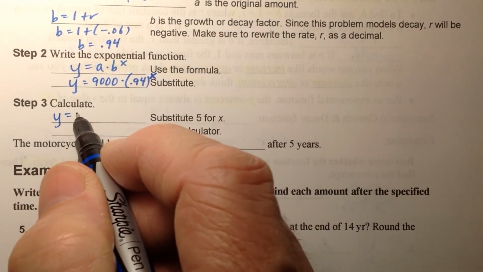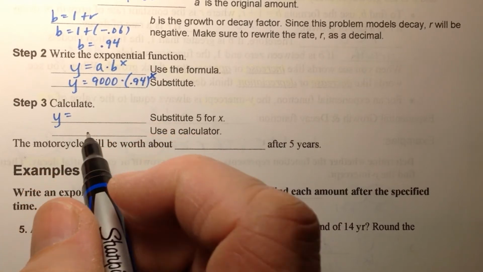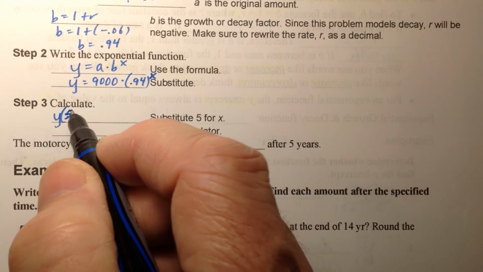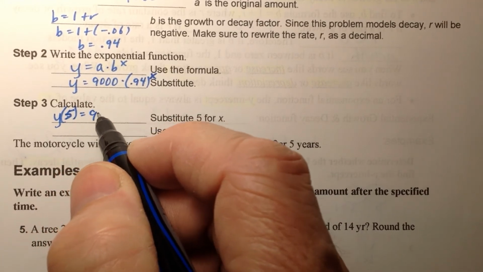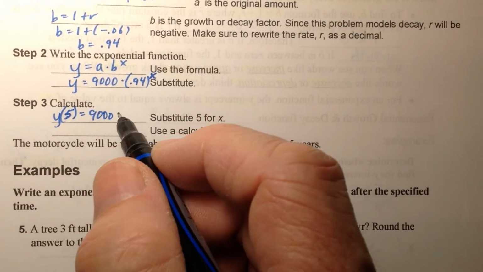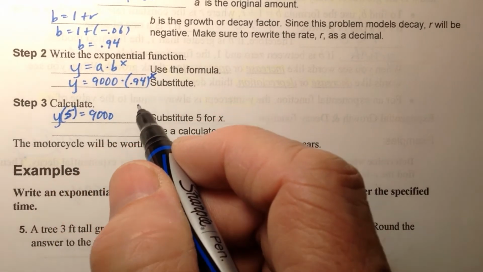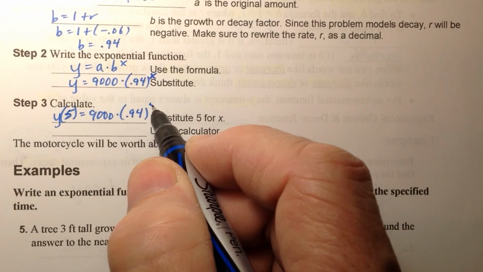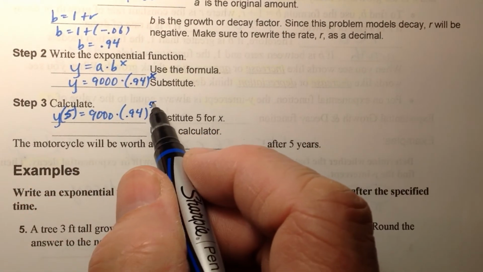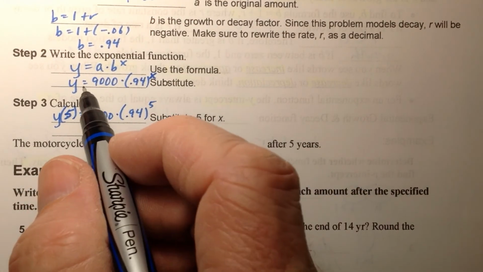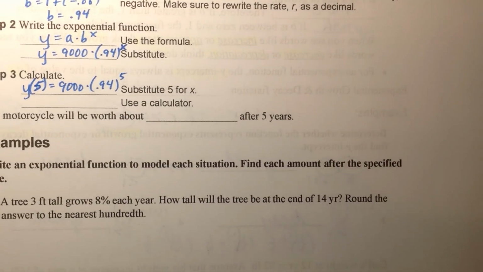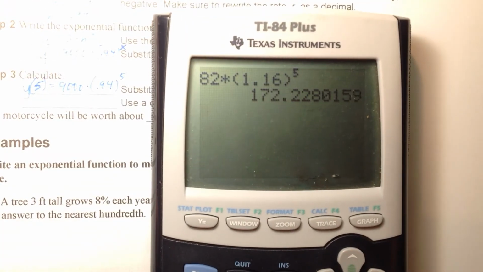Now I shouldn't write y equals like that. I like y of 5 equals, because we just said y equals that. We can't just let y equal something with a 5 there. And then we have 0.94 again to the 5th power. So y of 5 would be when there's a 5 there. Y of x would be when there's an x there. And when we use a calculator, let's go ahead and do that here.